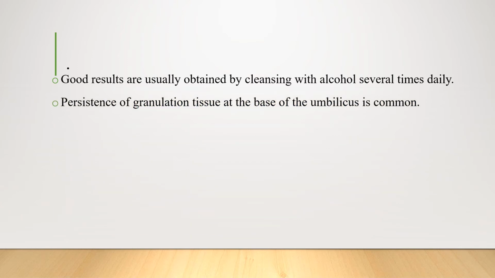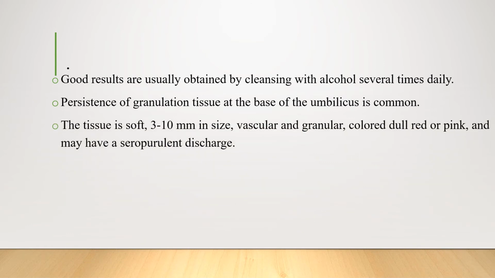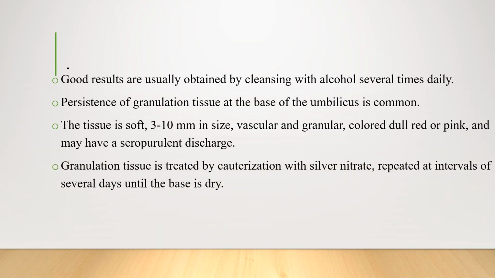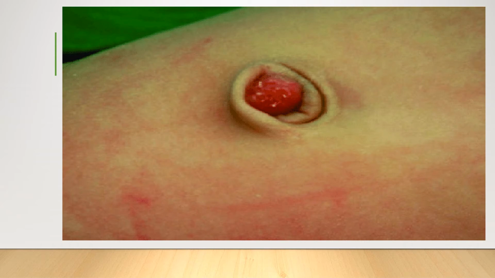Persistence of granulation tissue at the base of the umbilicus is common, and the tissue is most of the time soft, less than 10 mm in size, vascular and granular, and colored red or pink, and it might have a seropurulent discharge. Granulation tissue is treated by cauterization with silver nitrate, repeated at intervals of several days until the base is dry. This is an image of a granuloma of the umbilical cord in the newborn.